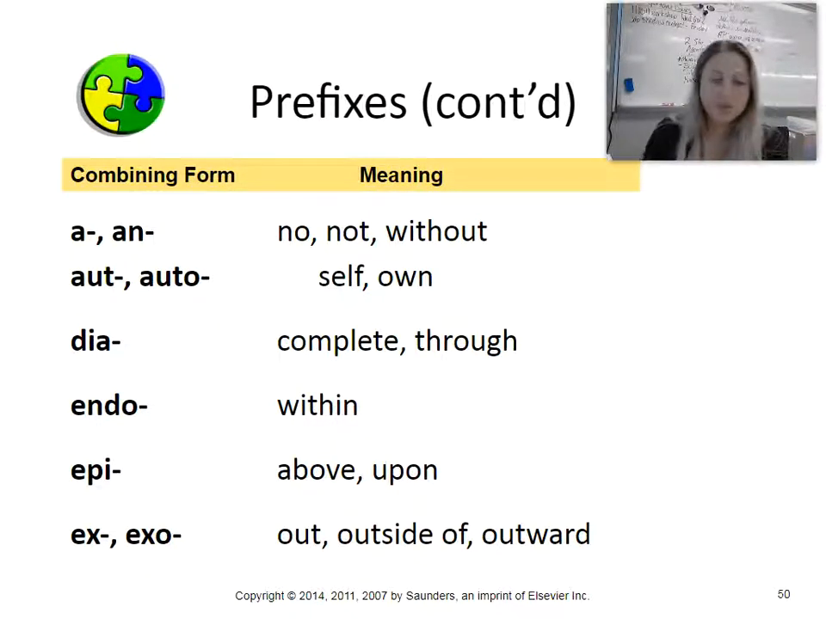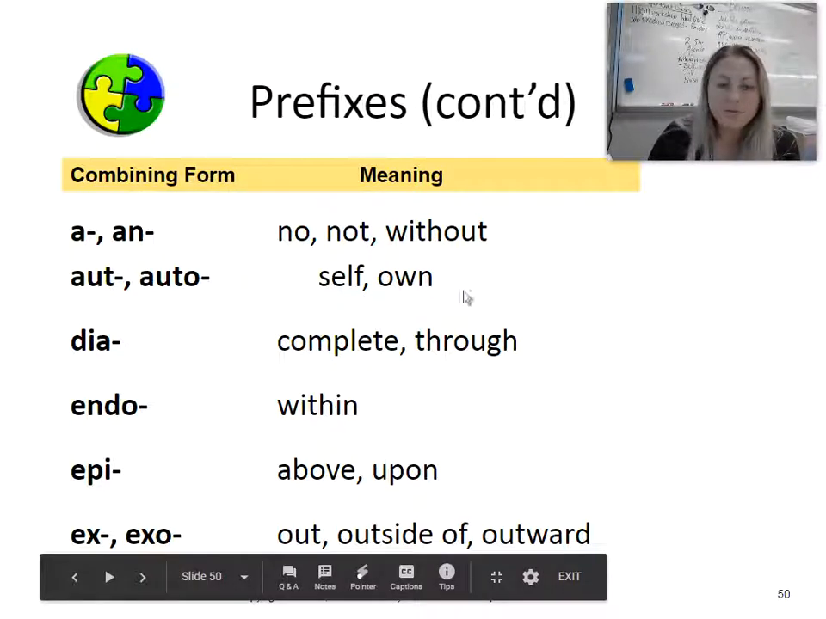Prefixes. So for a prefix, I want to get into this in the next video. So we covered suffixes and root words, combining forms. So this next video is going to talk about prefixes and kind of how to combine words again. So thank you for listening, and I will catch you a little later.